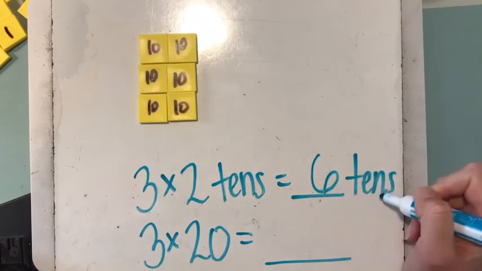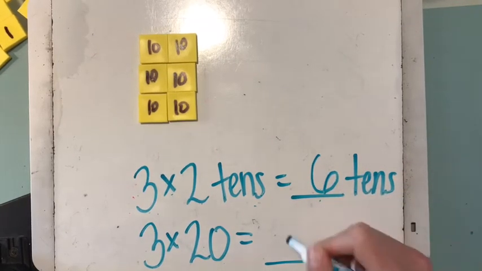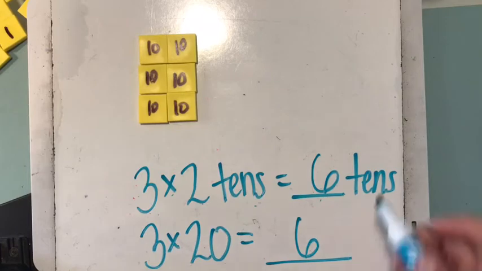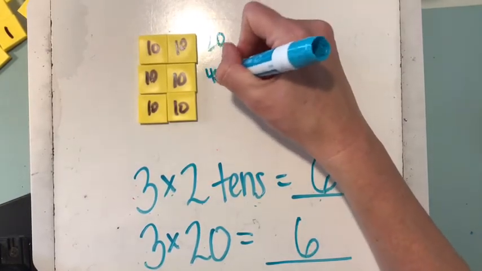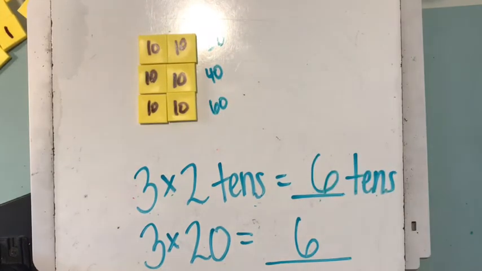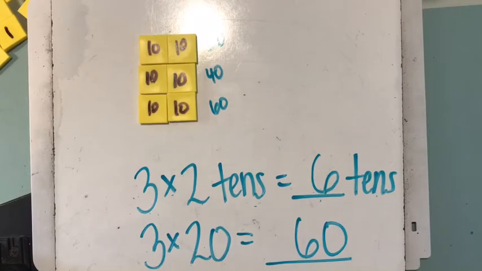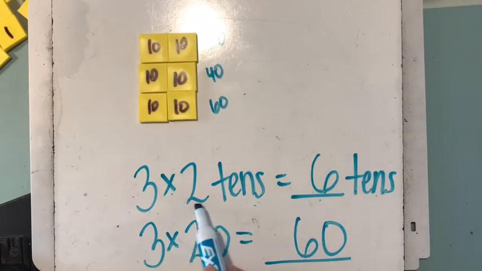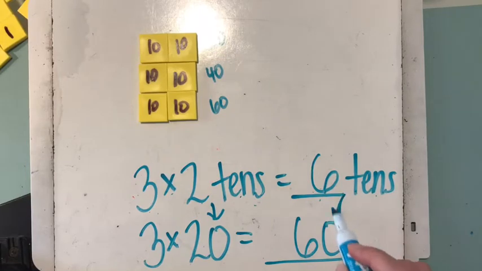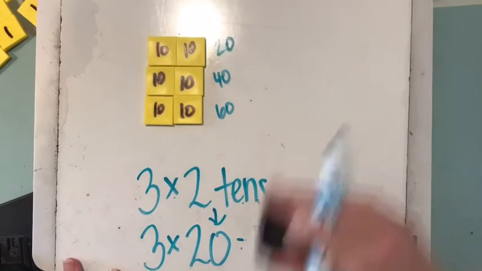But what does 6 tens equal? 6 tens doesn't just equal 6, right? No, 6 tens equals what? Well, let's count. 20, 40, 60. It equals 60. Okay, so don't let that trick you. It can be a little tricky, but just remember, 2 tens also equals 20. 6 tens also equals 60. Okay, all right.